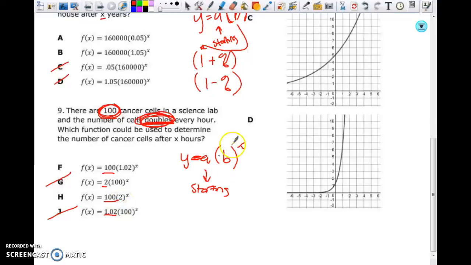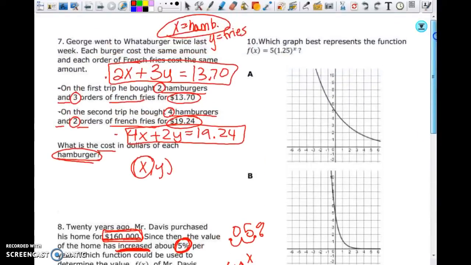Right? Everything starts with 1. So if everything starts with 1 and you're doubling it, how much money should you have? Again, look at your answer choices. Which one is it? And if you're not sure, please ask me, because don't just sit there and get it wrong. Lastly, number 10, which graph represents the function 5 times 1.25 to the power of x?